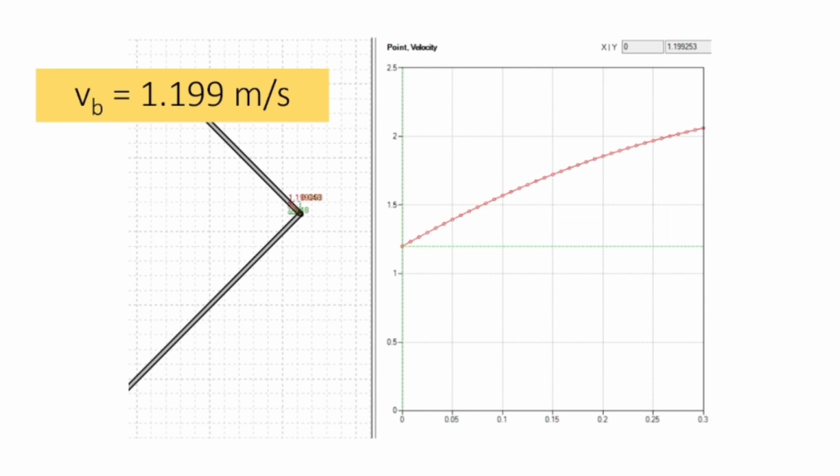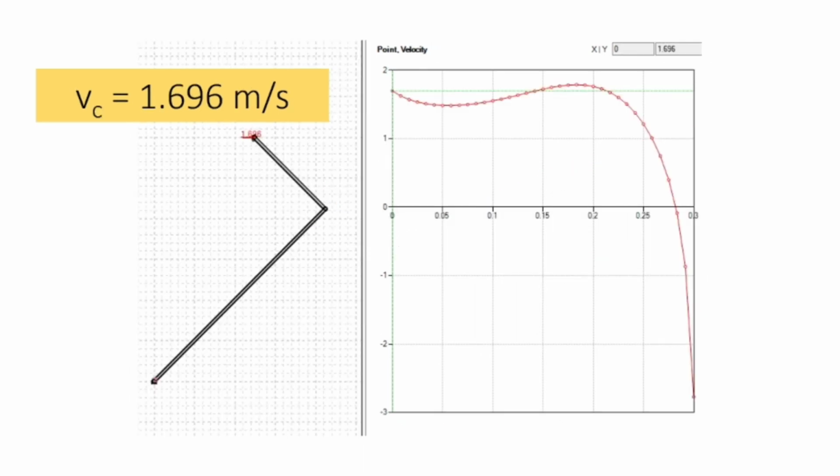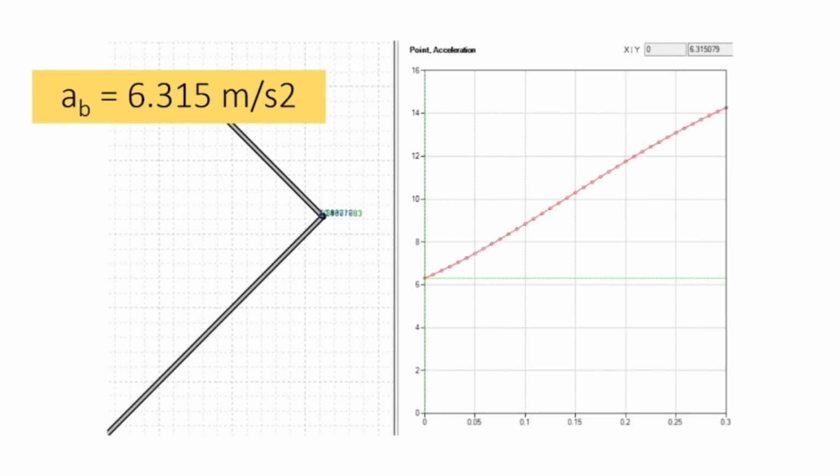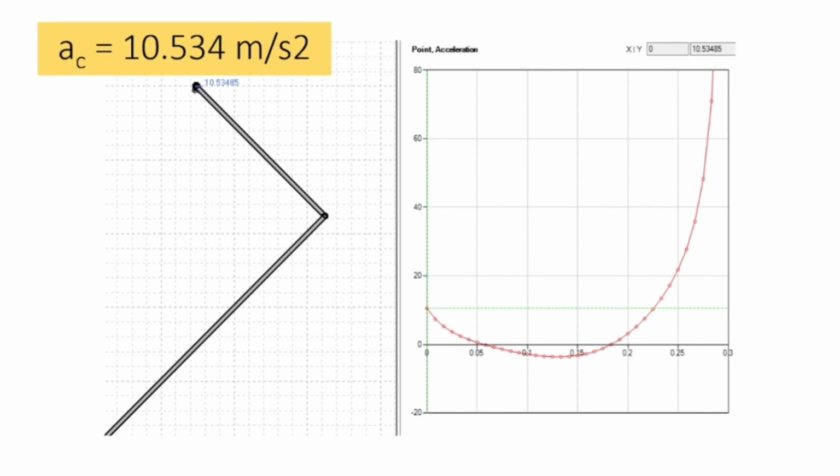Next, I will show you the kinematic graph that I've generated from this GIM software. First, the velocity at point B is 1.199 meter per second. Next, the velocity at point C, the value is 1.696 meter per second. Then we move on to the acceleration. The acceleration at point B is 6.315 meter per second square. Then the acceleration for point C is 10.534 meter per second square.